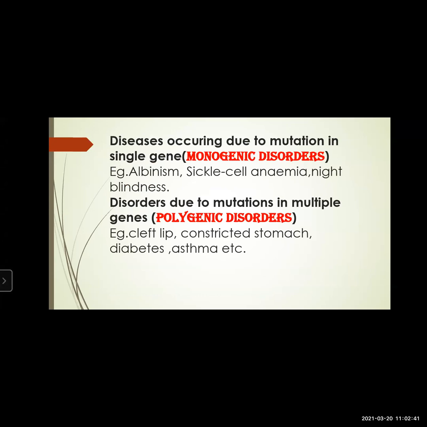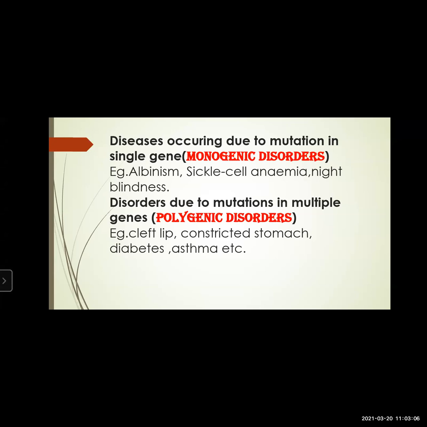Also, diseases occurring due to mutations in a single gene. We know that DNA is made up of genes, right? A segment of the DNA is called a gene. So the whole of the DNA is made up of many genes. So if there is a mutation in one single gene, that kind of disease is called a monogenic disorder.